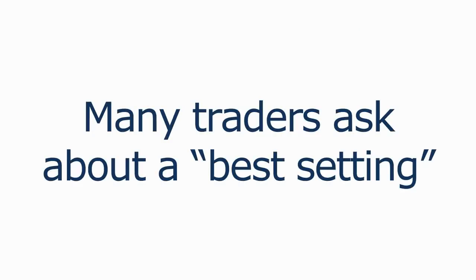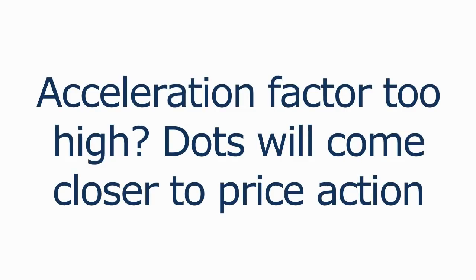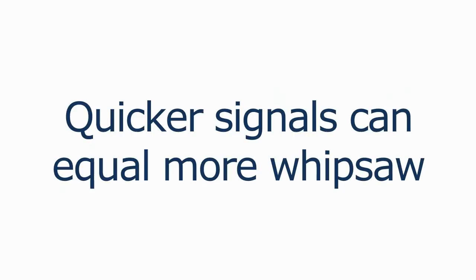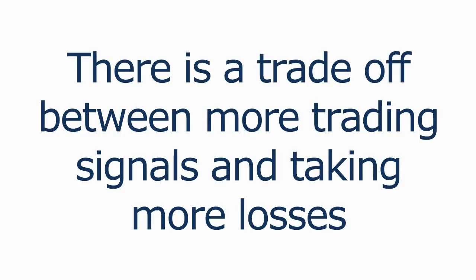Many traders ask about the best setting for trading indicators, but the truth is there is none, and the Parabolic SAR is no exception. If you set the acceleration factor too high, the dots will come closer to the price action, and you will get quicker buy and sell signals. Quicker signals can equal more whipsaw, which is something we really don't want to see as a trader. So there's a trade-off between more trading signals and taking more losses.